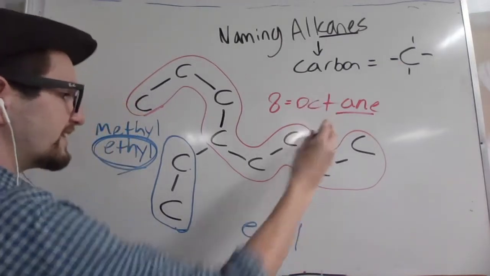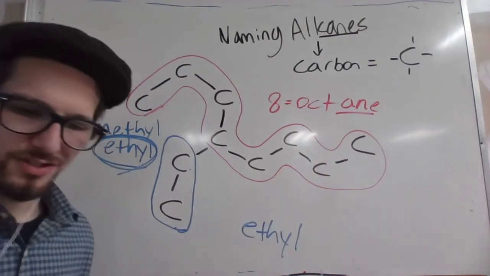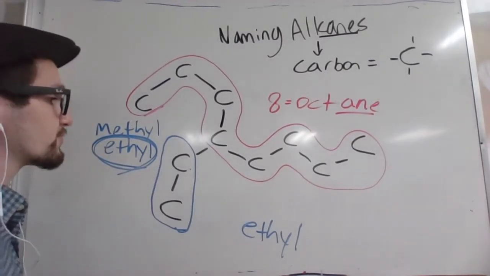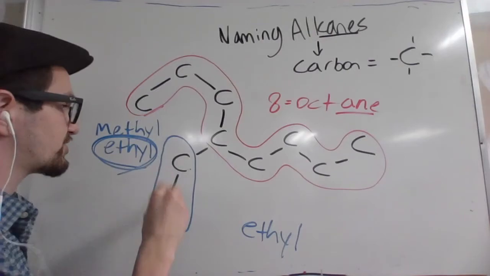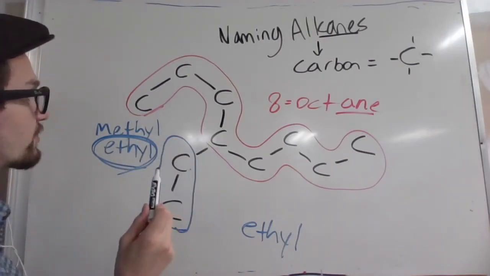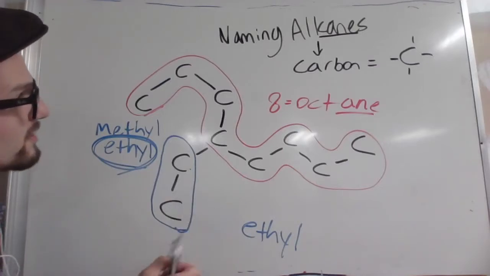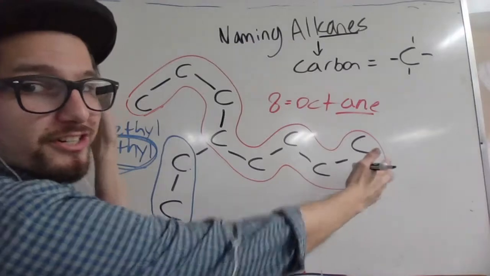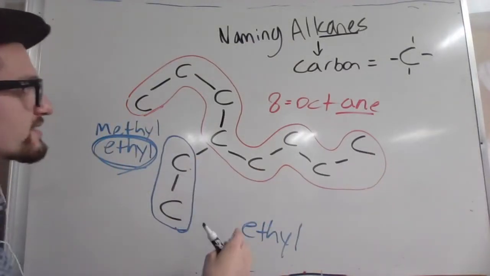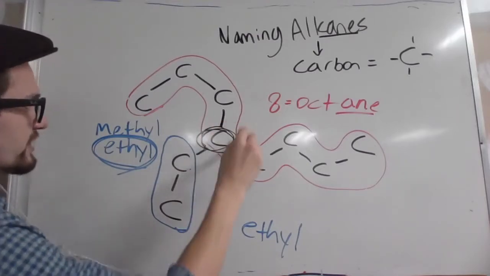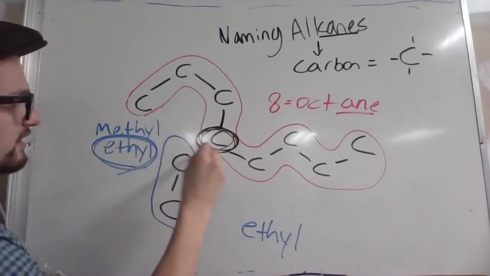So we've got octane and we've got ethyl. So how the heck are we supposed to name this? Well, first things first, we got to figure out where this chain is. And once we figure that out, we're done. So the question is, which side of our carbon chain is busier? And by busier, I mean which side has more extra bits on it? Well, the extra bits are coming off of this carbon right here.